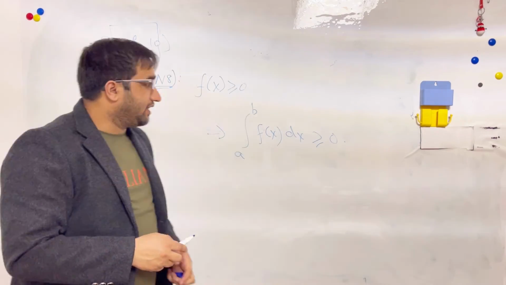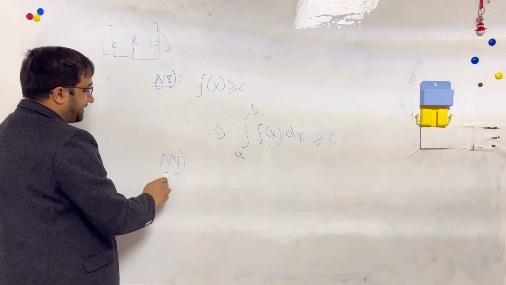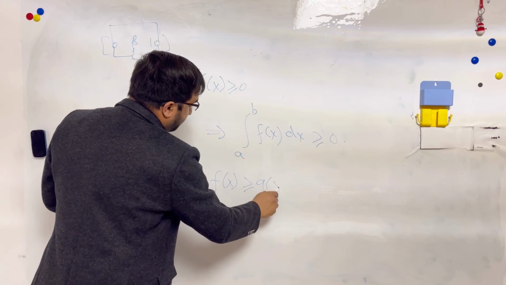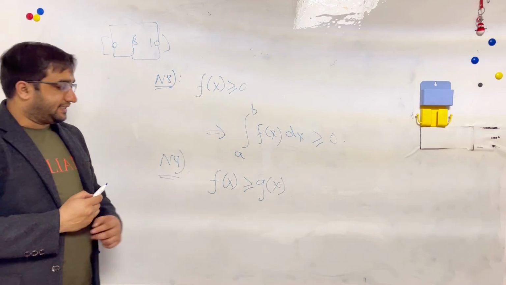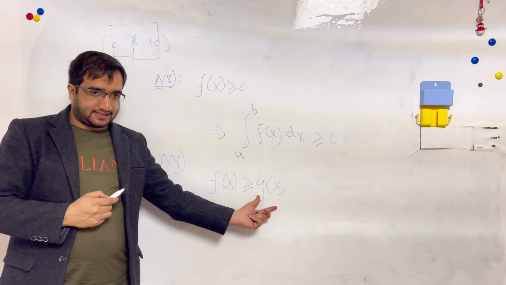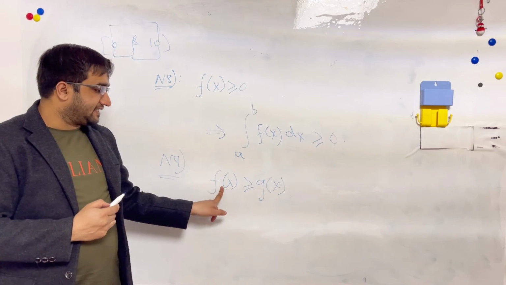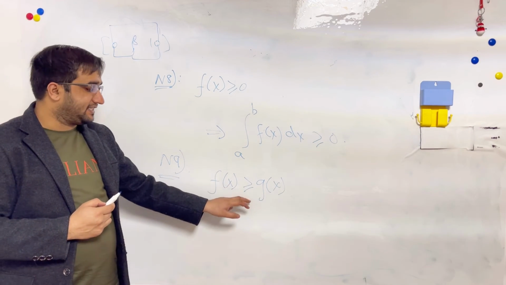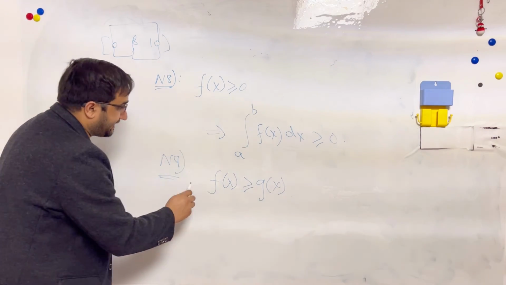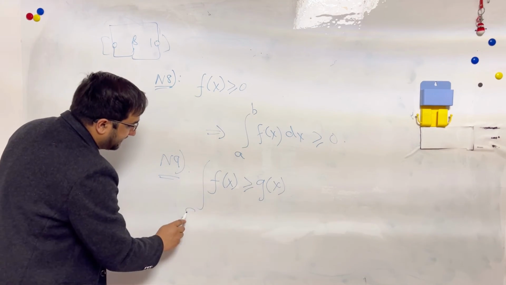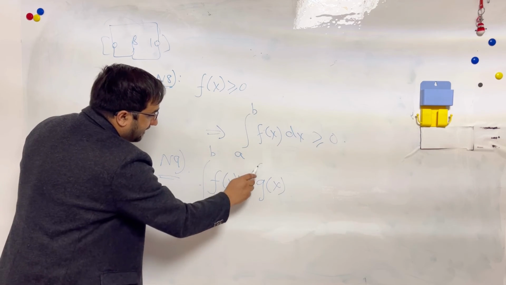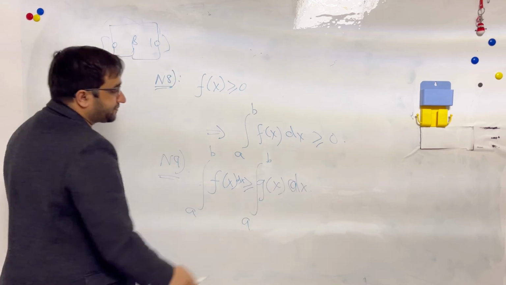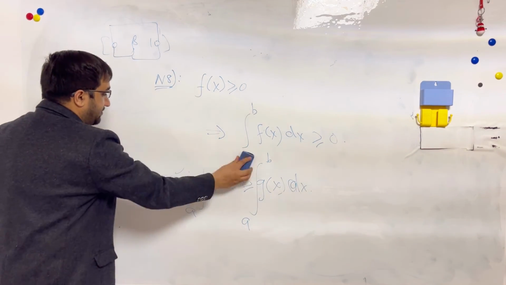Similarly, the ninth property says, if you have two functions such that f of x is greater than or equal to g of x, meaning there are two functions f of x and g of x such that this function is always greater than or equal to g of x, then their integrals will also hold the same property. Then the integral from a to b of f of x dx will also be greater than or equal to the integral from a to b of g of x dx. The same property holds.